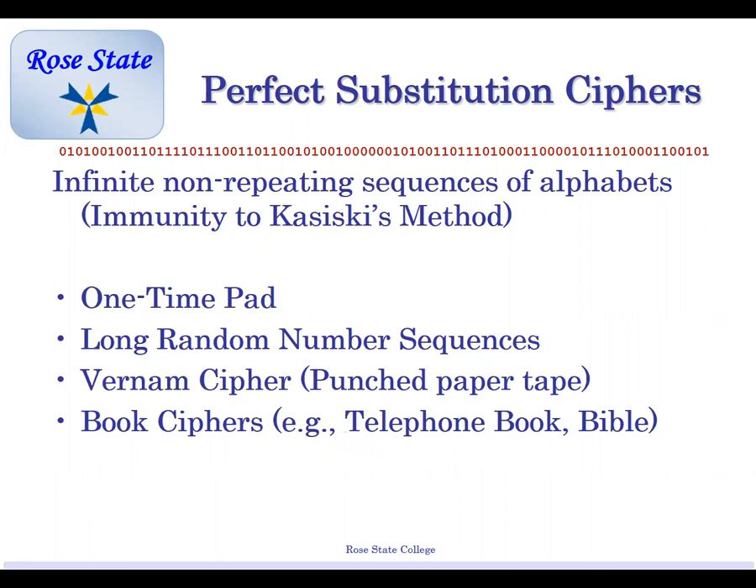A one-time pad is something you only use one time, then you throw it away. Or a long random number sequence. Or a Vernam cipher, a punch paper tape. Or maybe a book, like the telephone book. Or the Gideon Bible. The Gideon Bible is used as a key in quite a few different movies out there. Because you can tell them, get this version of the Bible, go to page 82, and there's the answer.